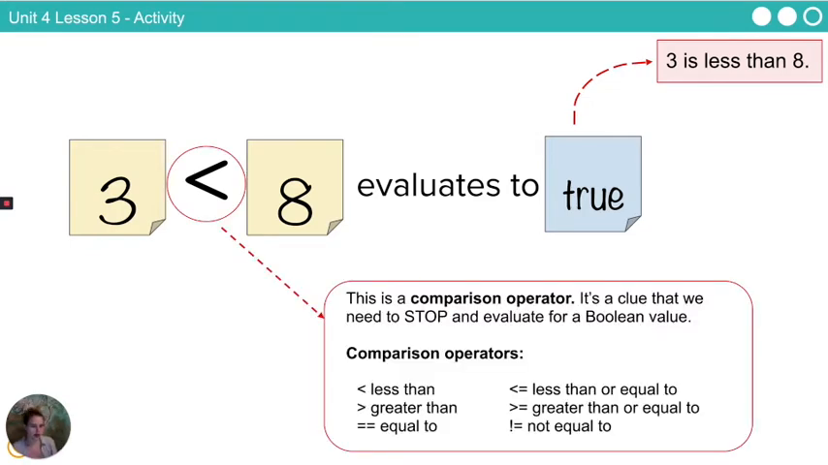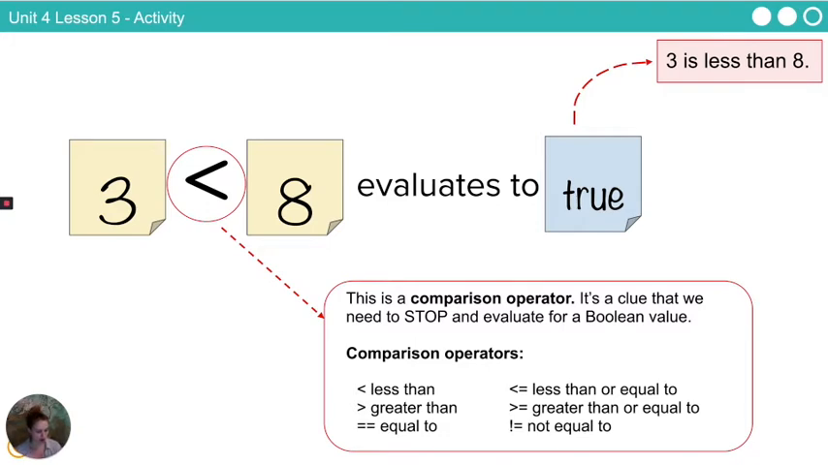This tells us this evaluates to a true statement. And I want to pause here and take a moment and look at this comparison operator. It's a clue that we need to stop and evaluate for a Boolean value. So anytime I look at my code and I see an expression with one of these comparison operators, in the bottom of the screen you'll see 6 different versions, that tells me, pause, go ahead and evaluate this for a Boolean value, and then continue on working with our code. These are our different comparison operators, and the less than symbol is one of these.